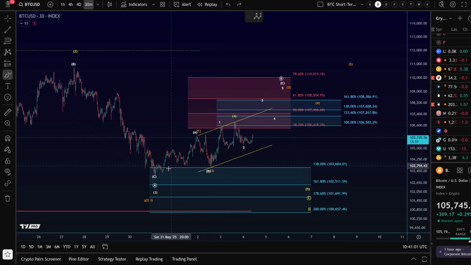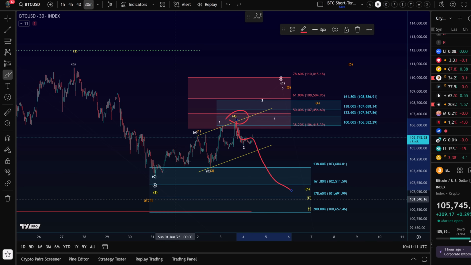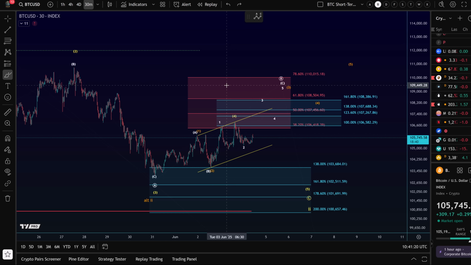And yeah, I mean, there are two wave counts here. One is that this is a wave 4, but ideally this would have topped already, maybe one more high in yellow wave 4, before we then move down in this wave 5 to potentially 102,511 to 100,657.